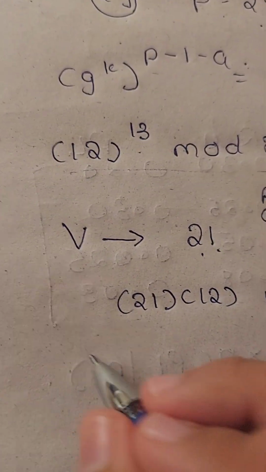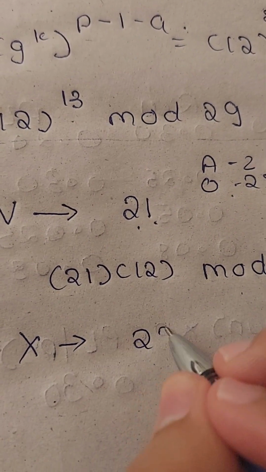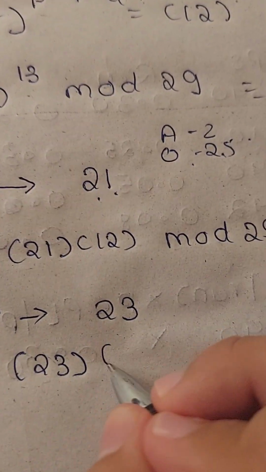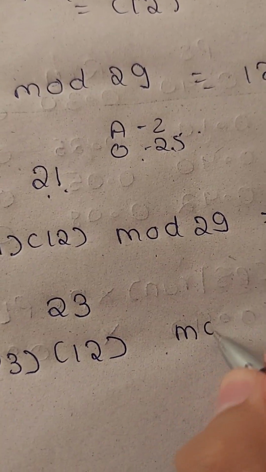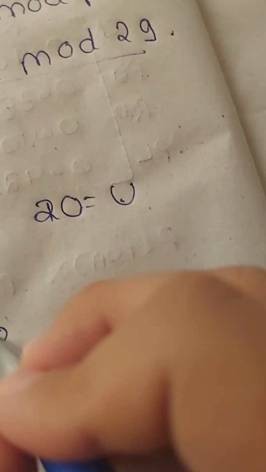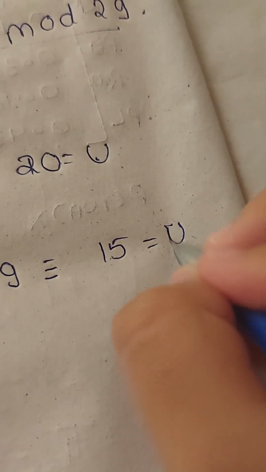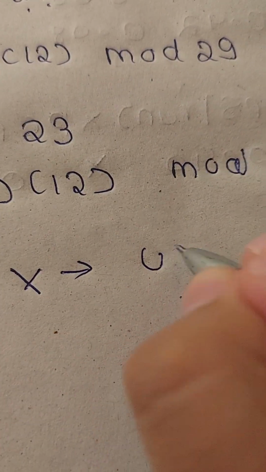Right? Now we take X. X we know is 23 again from this particular scheme. So we do 23 into 12 mod 29, which comes out to be 15, and 15 is P. Right? It is P. So VX is basically UP.